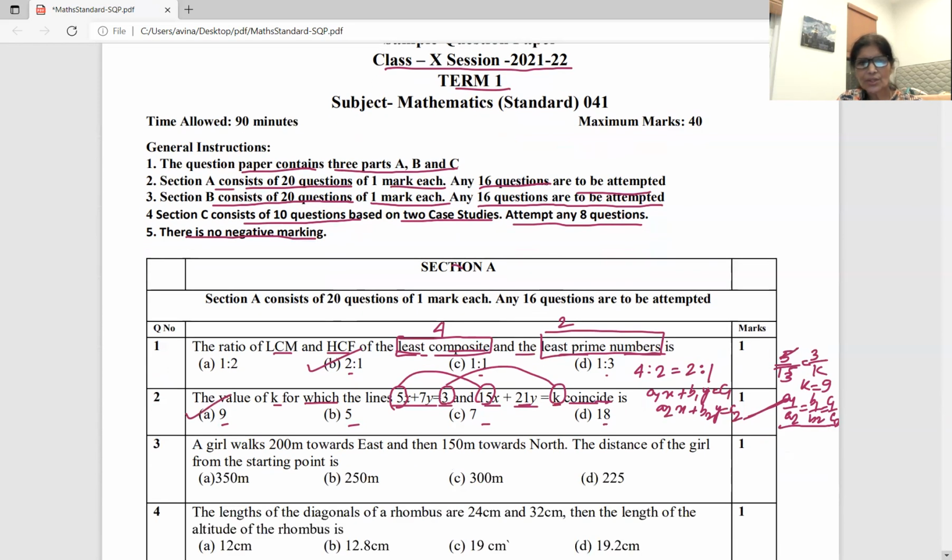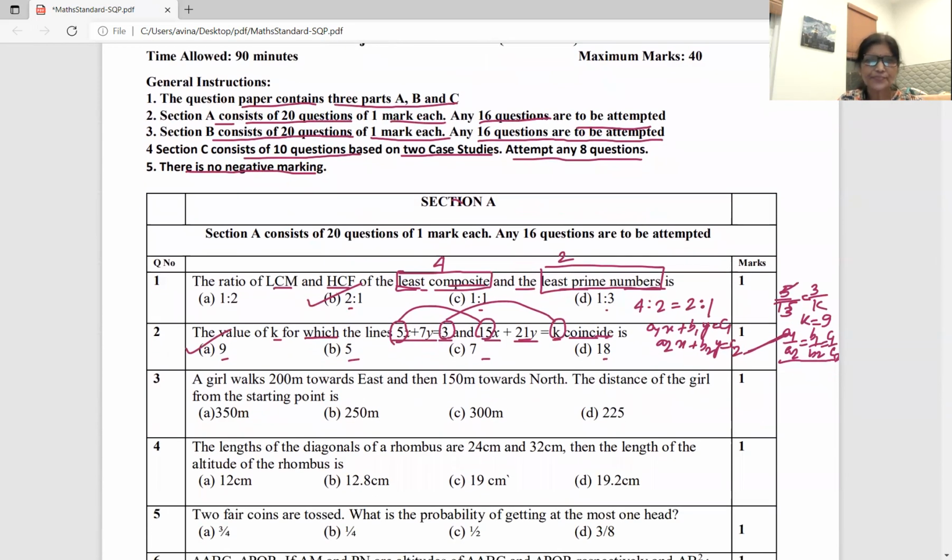Now coming to question number 3. A girl walks 200 meters towards east. In a map, this is north and this is east. So the girl goes towards east, then 150 meters towards north. So here this is 150 and here it is 200. The distance of the girl from the starting point is how much? We'll apply the Pythagoras theorem.